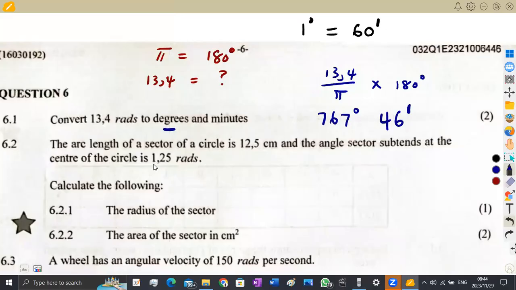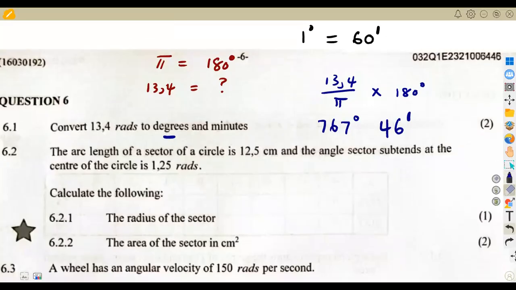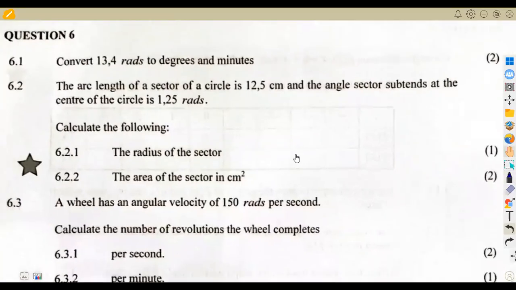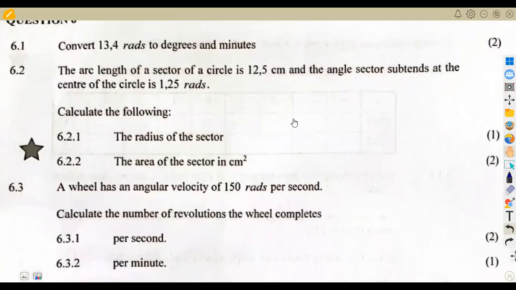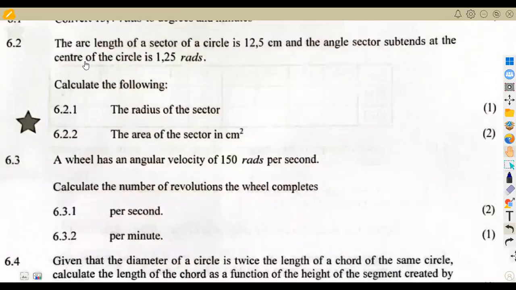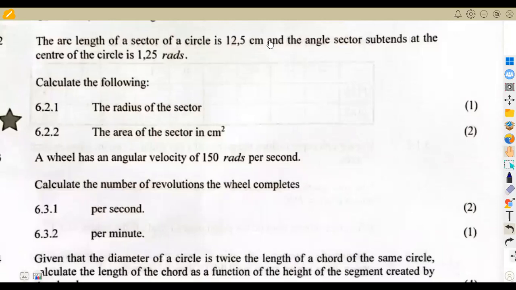So that's it, 2 marks for that. If you want to convert further, you can do that. 6.2, we are given that the arc length of a sector is 12.5 centimeters, and the angle that the sector subtends at the center of the circle is 1.25 radians.